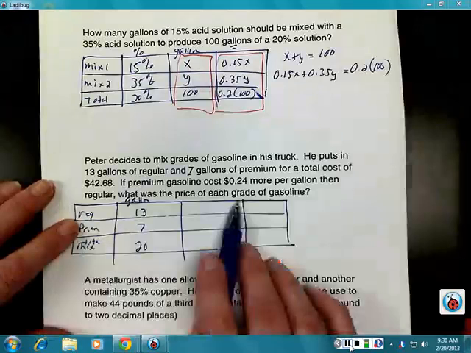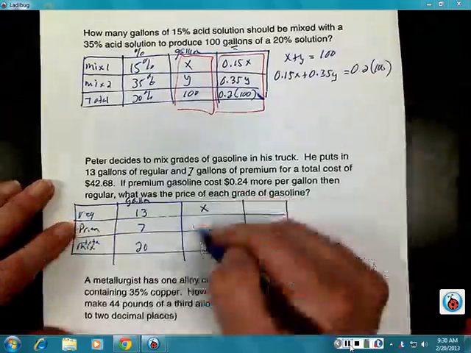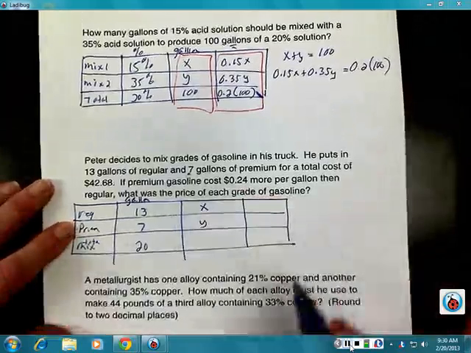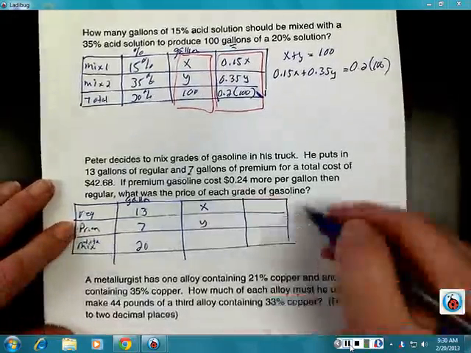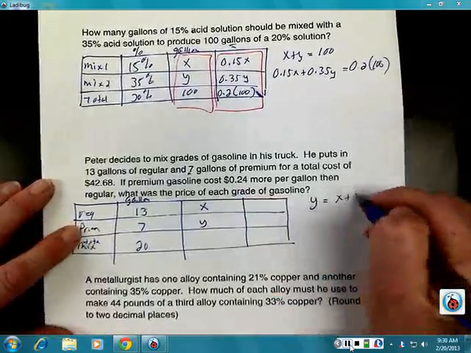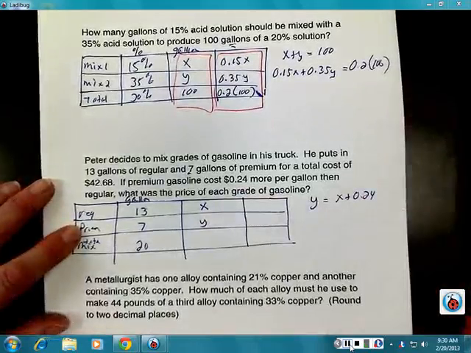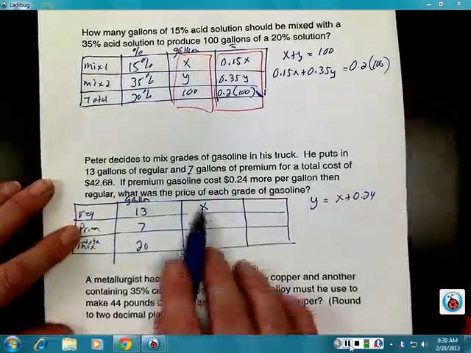What's the price? The price of each gallon, oh, do I know the price of each gallon? X. The premium is 24 cents more. So you know that, so that's our first equation. Y equals x plus 0.24.